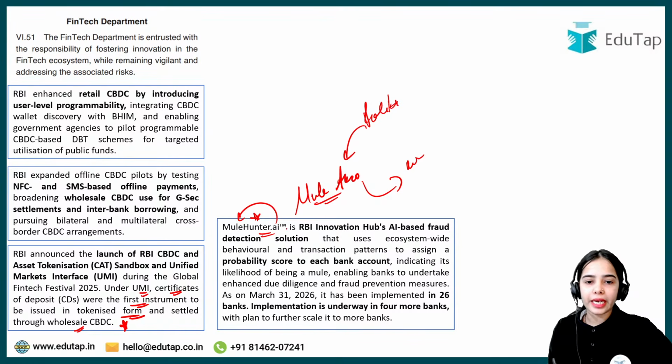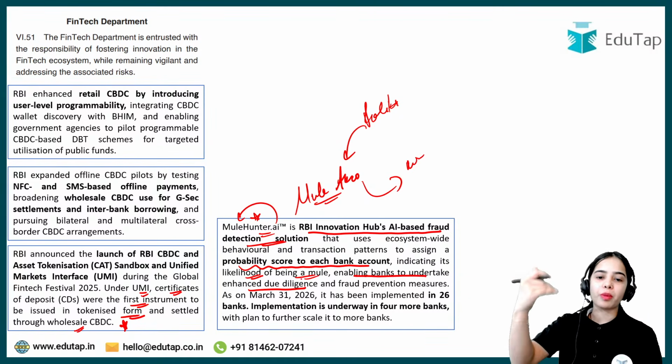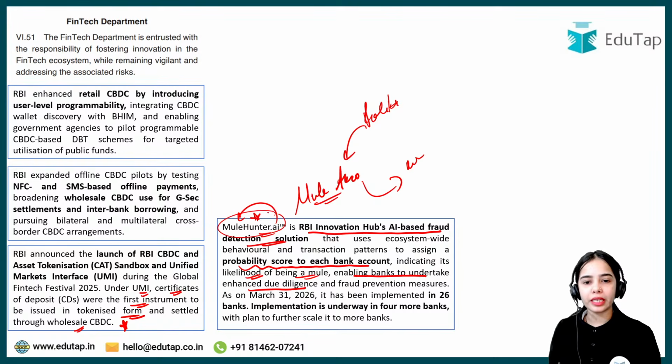So Mule Hunter AI is the RBI Innovation Hub's AI-based fraud detection solution. Under this solution, a probability score is provided to each bank account, indicating its likelihood of being a mule, enabling banks to undertake enhanced due diligence in case there is a very high probability score for a bank account to be a mule account. It has been implemented in 26 banks, and implementation is underway in 4 more banks.